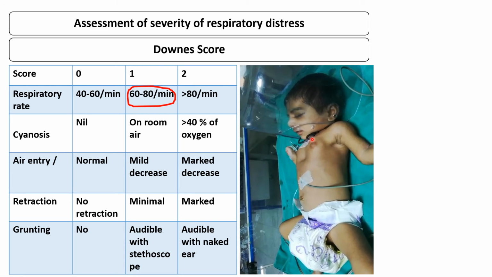Patient is not having any cyanosis, so we will give the 0 score. Air entry mildly decreased, so 1 score. Retractions are marked. Patient is having seesaw respiration and paradoxical breathing, audible grunting sound.